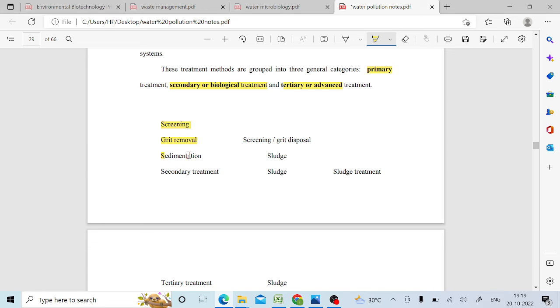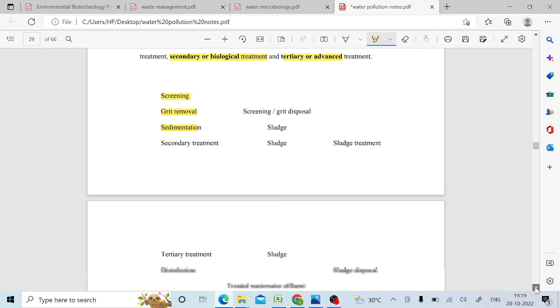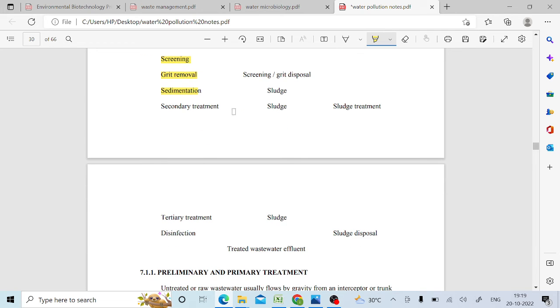The result of the primary treatment will give you the grit or the large blocks of solids, which will be removed and disposed of, and also sludge will be generated. This will be treated separately. Then the secondary or biological treatment will also give you sludge. This will also go into the sludge treatment.